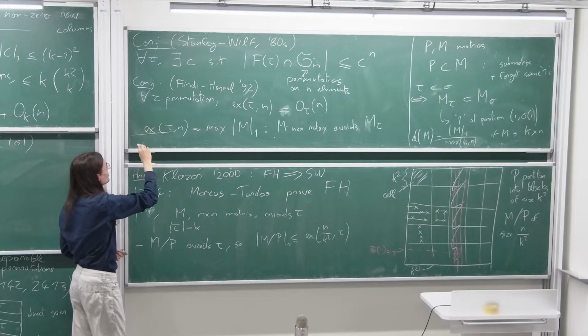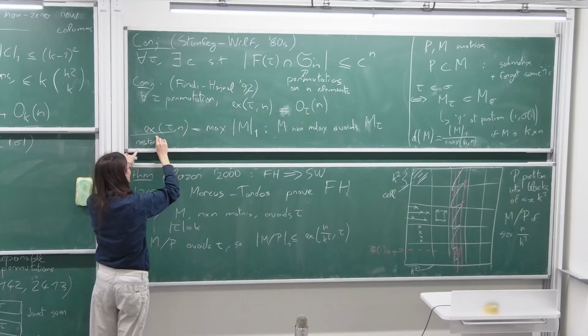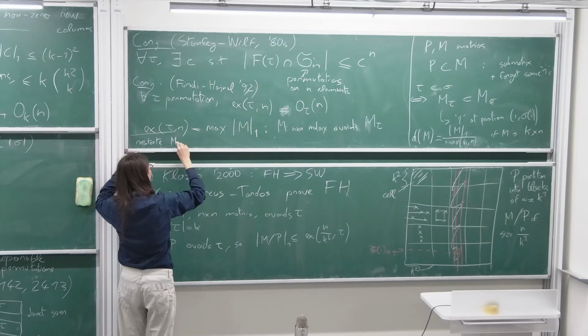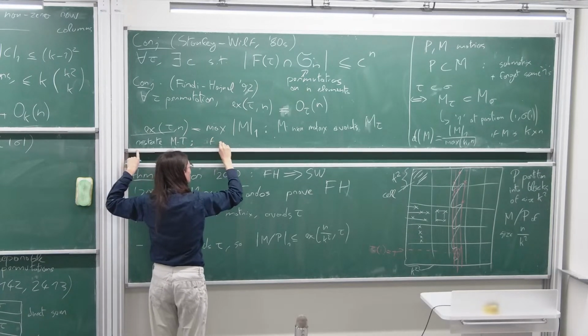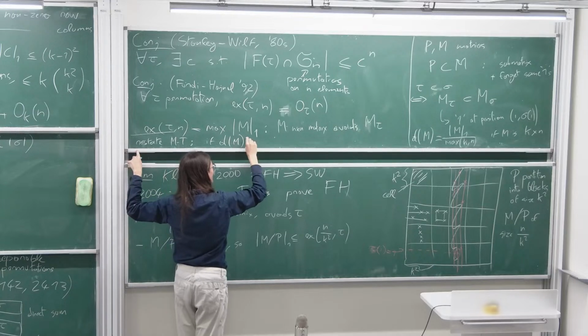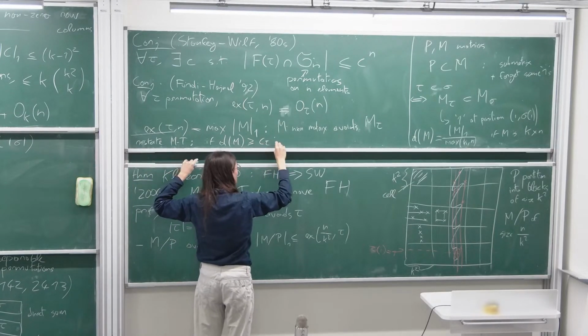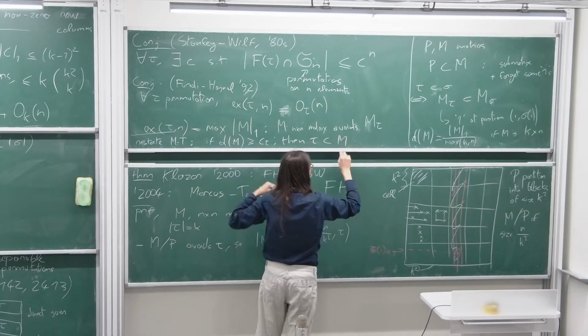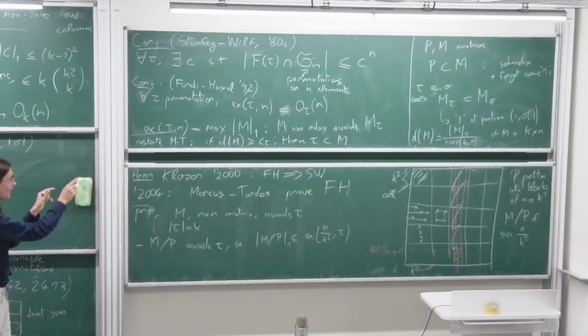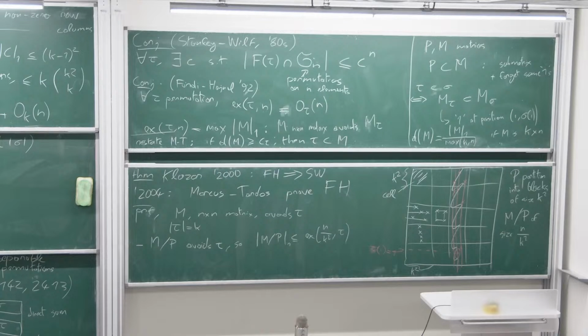So a different way to restate this Marcus-Tardos theorem is that if the degree of M is larger than some constant depending on tau, then tau is a pattern of M. This is how I want to use it. So here, where do I want to find that pattern? I want to find it in the matrix of sigma. So if I can prove that the matrix of sigma has large degree, I find my pattern.